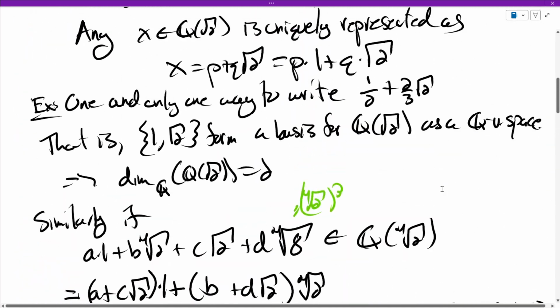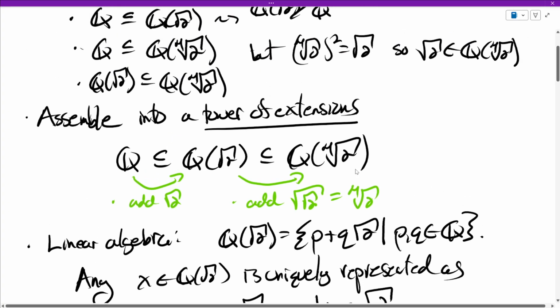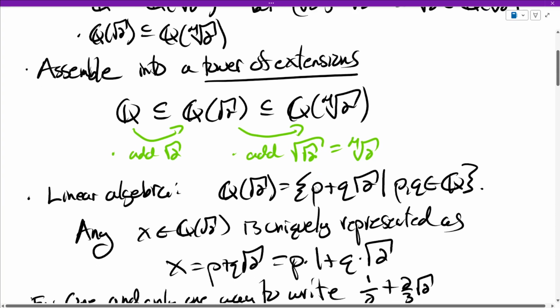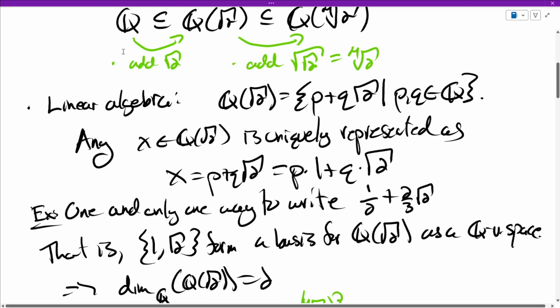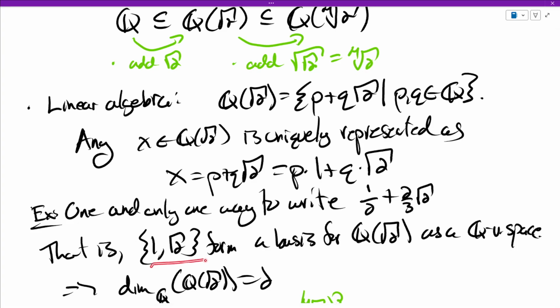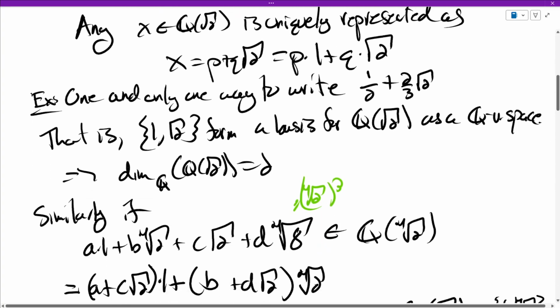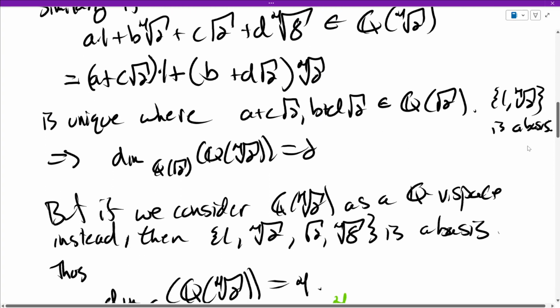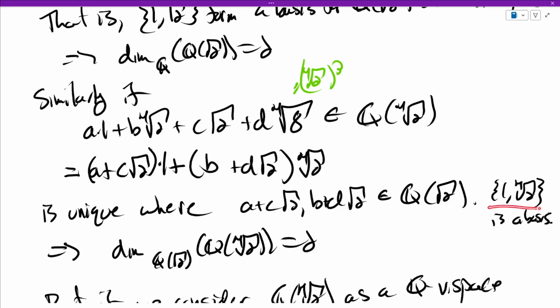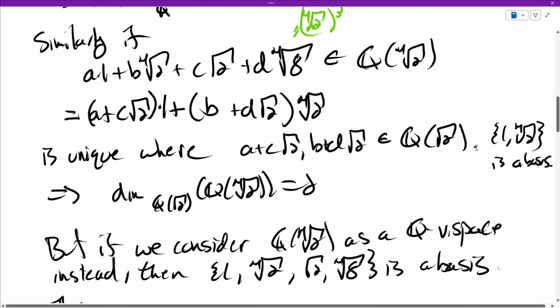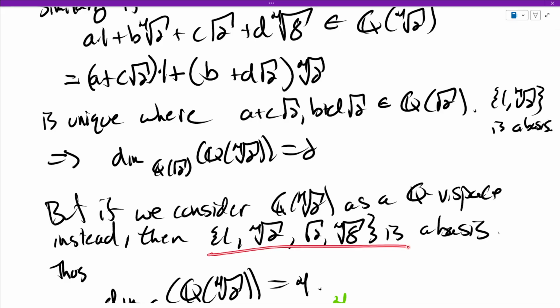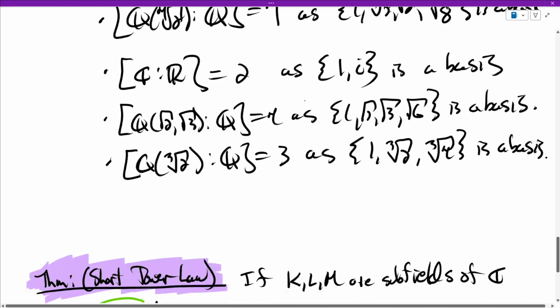Let me just remind you what we did in our motivating example. We had this tower of extensions, and we picked a basis for the first extension. That was this 1 and root 2 here. And then we picked a basis for the second extension. That was this, 1, 4th root of 2. And we saw that when you multiplied them, you get a basis for the large extension. That's the proof. So let's carry that out.